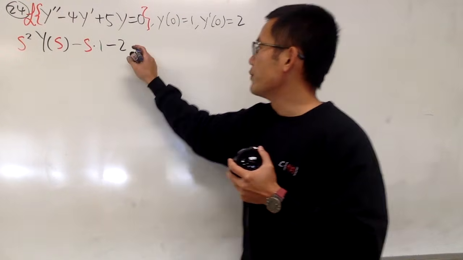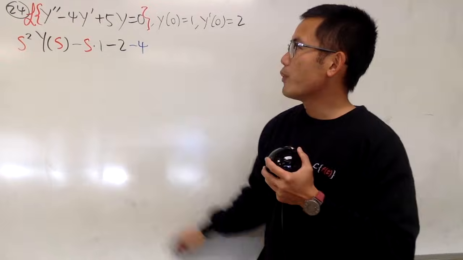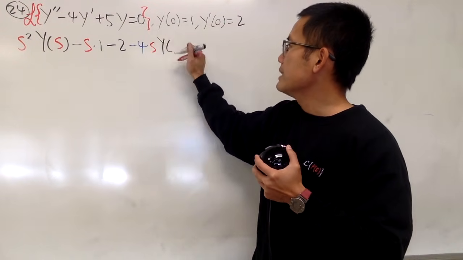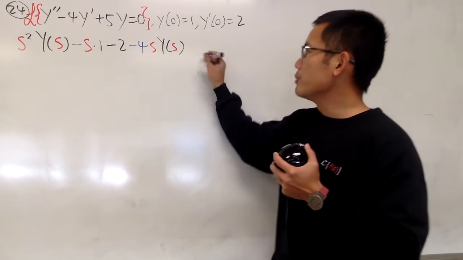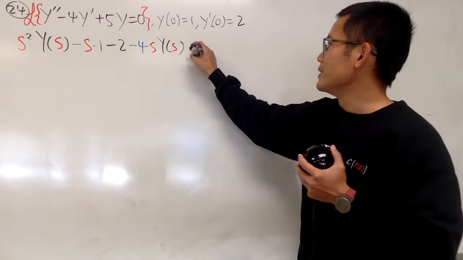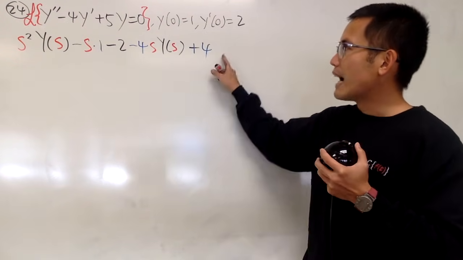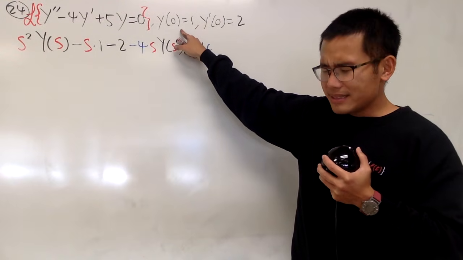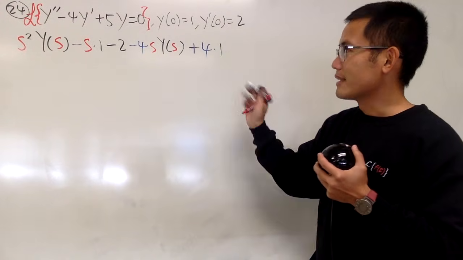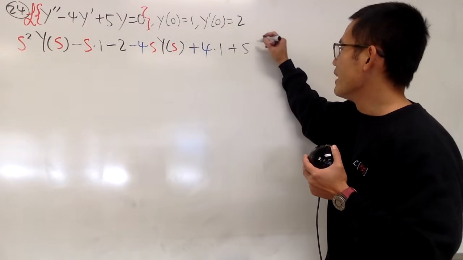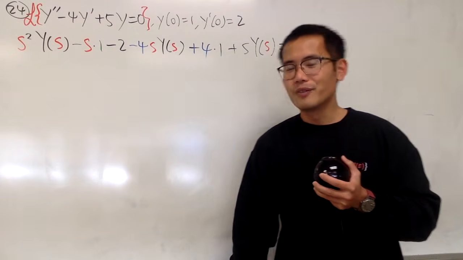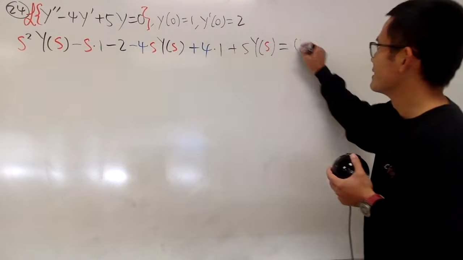Now we have the negative 4 right here. For the y prime, we get s Y of s, and then a minus, but I have to distribute the negative 4, so it becomes plus 4 times y of 0, so times 1, like that. Lastly, 5 times Y of s. And the best thing is that the Laplace transform of 0 equals 0.